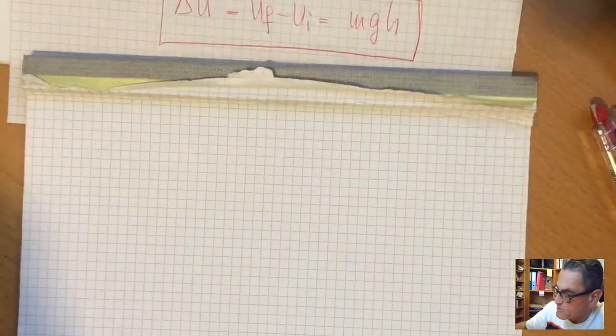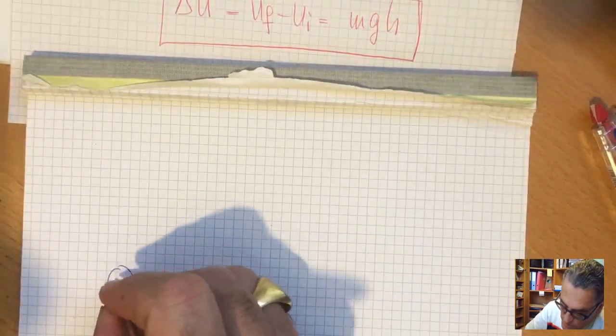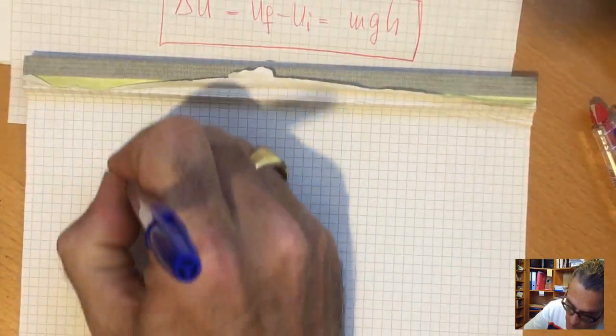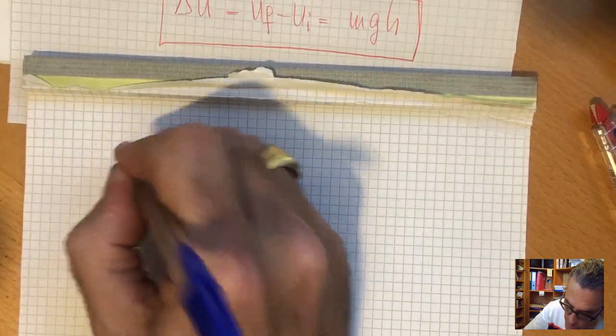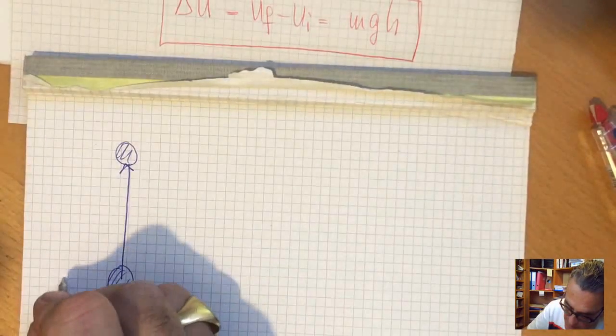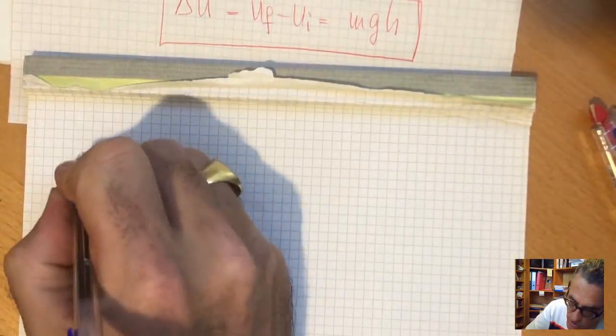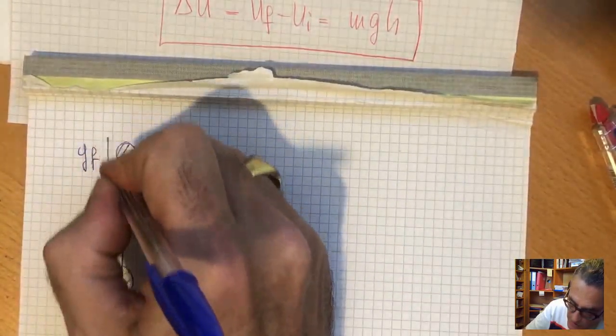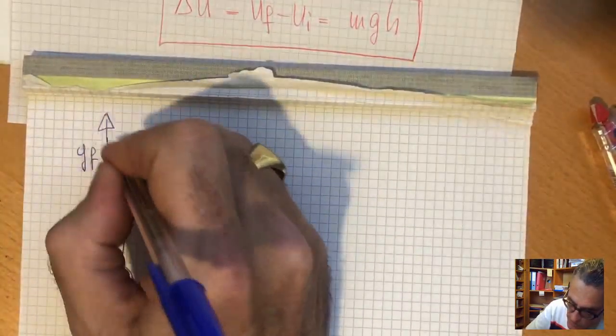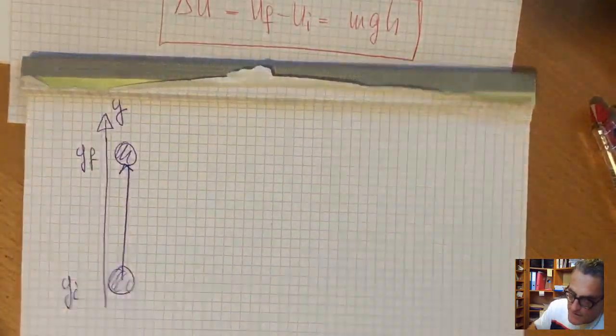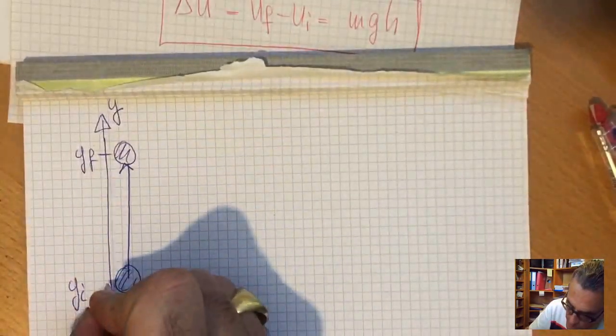Let's imagine your tomato. It was here, and you lifted it up to here. Okay, and this is y initial, this is y final, because here we have a vertical axis which is the y-axis. Okay, so the position.